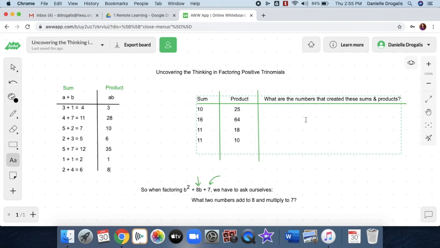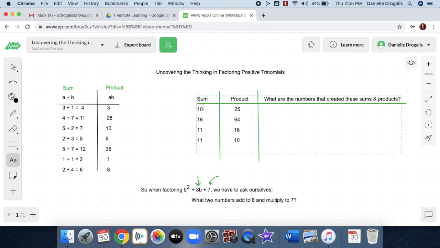Okay, so this is really just something we already knew, but now let's see how this thinking applies or helps us as we move toward this table, where here we're working in the opposite direction. Here we have sums provided for us and their corresponding product. And so what we have to do is think about what are those two numbers, A and B, that created those sums and products.